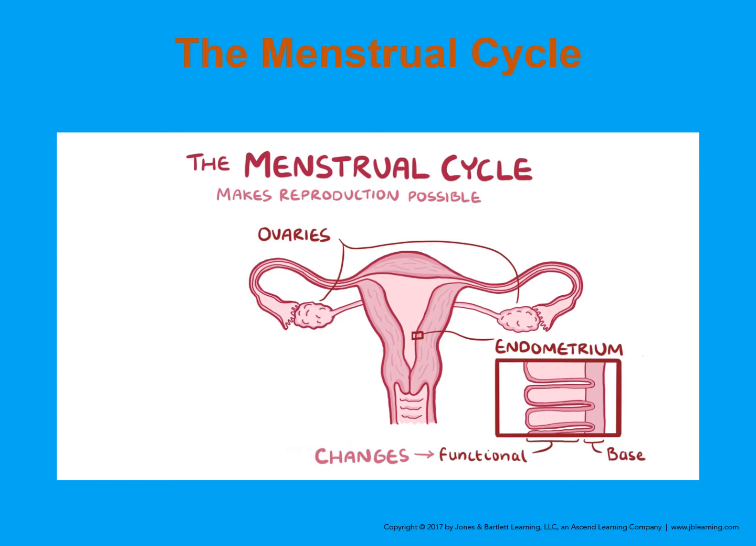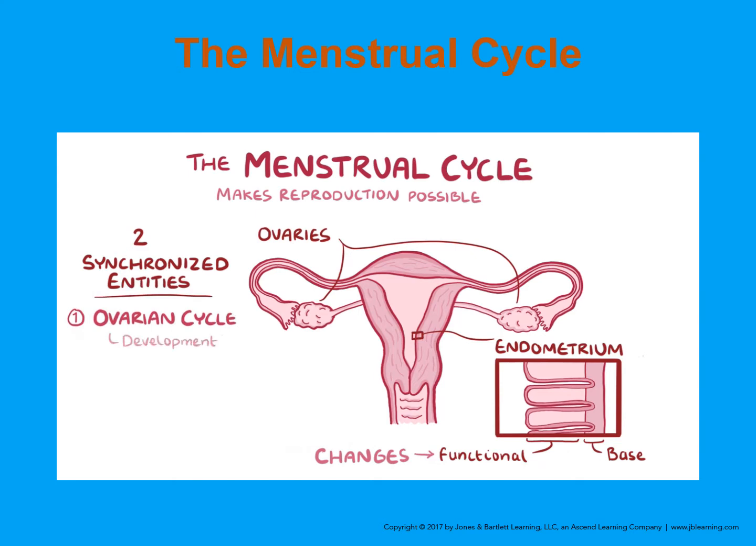The menstrual cycle actually consists of two interconnected and synchronized processes. The ovarian cycle, which centers on the development of the ovarian follicles and ovulation, and the uterine or endometrial cycle, which centers on the way in which the functional endometrium thickens and sheds in response to ovarian activity.